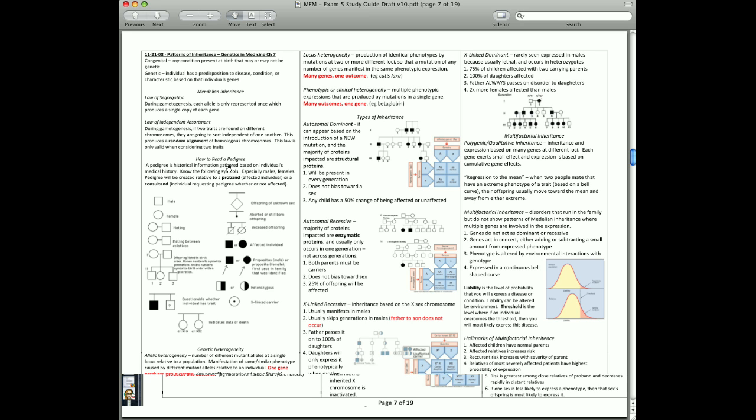I'm going to skip down to pedigree. Whenever you build a pedigree, you build it around an individual. That individual can be the proband, which is the affected individual, or the consultant, which is the individual that requests the pedigree. We have a couple symbols here that are necessary to know.